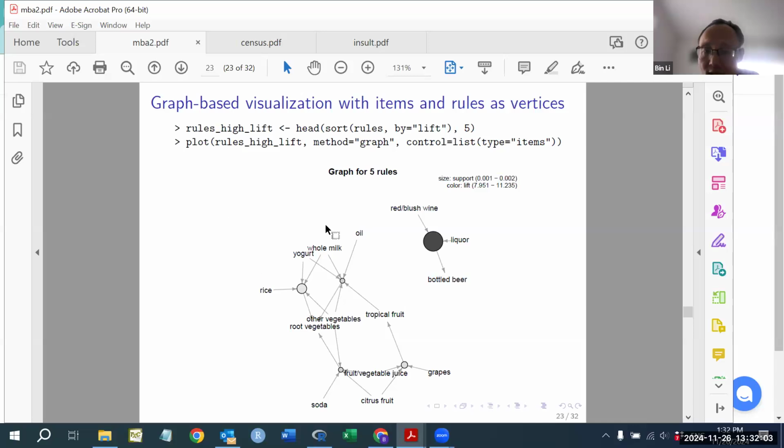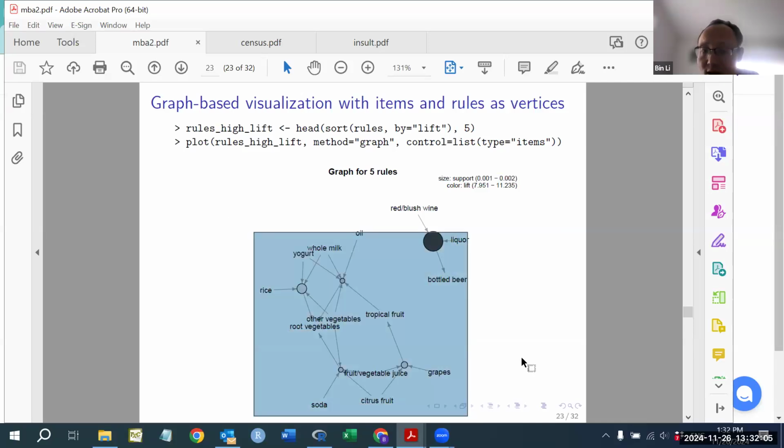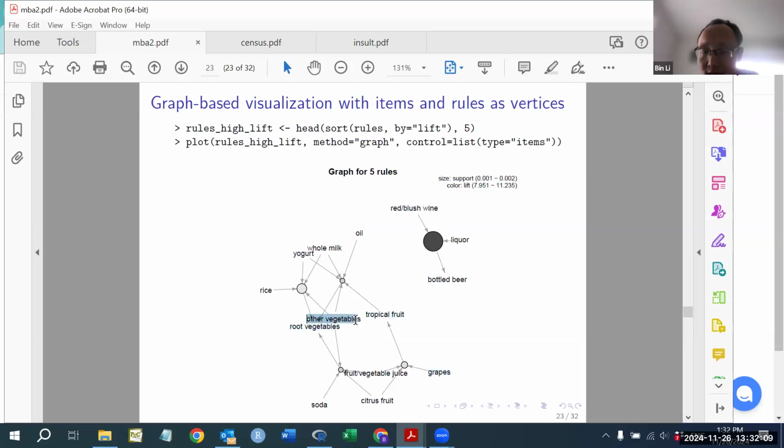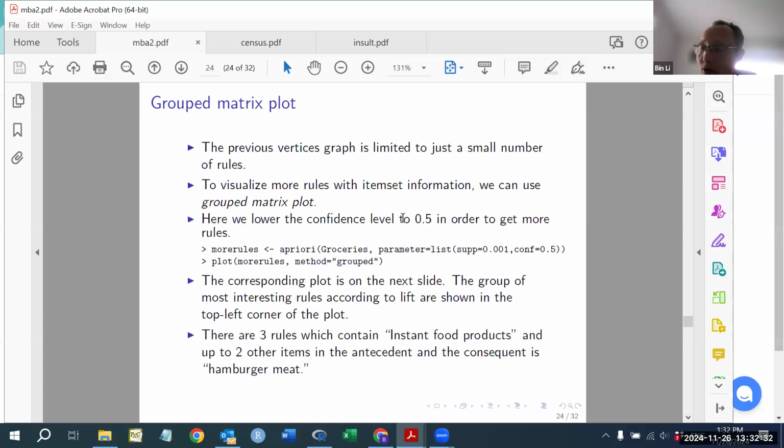And we see for these rules, some of the items are the consequence of a rule, but an antecedent of another rule. So there are some connections. It's like a network. But this approach is limited by the number of rules. If you have over, let's say, 100 rules, it doesn't work because it's too complicated and it's hard to see.